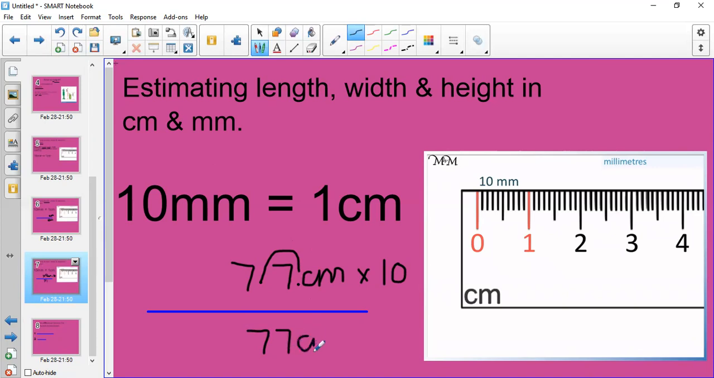77, or 77.0, which is the same as saying 77. But the answer wouldn't be in centimeters because we've just converted it into millimeters. So remember, to convert anything from centimeters into millimeters, we just need to multiply our answer in centimeters by 10 by moving that decimal place forward one place, or just adding a 0 to the end of the number.